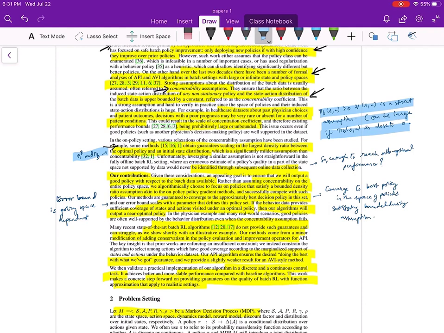Where errors can be identified through subsequent online data collection. So is it fine to just reach suboptimal performance in this offline RL setting? That is a question to be addressed.